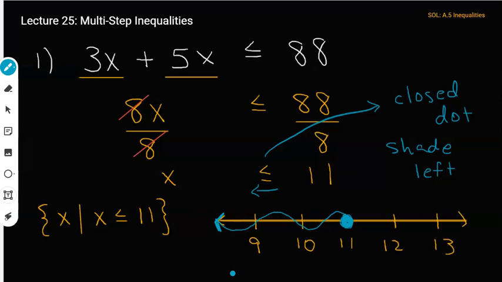And whenever it's pointing to the left, you're going to shade to the left. But if it's pointing to the right, like a greater than symbol, you're going to shade to the right instead. So it's all based on which way the inequality sign is pointing.